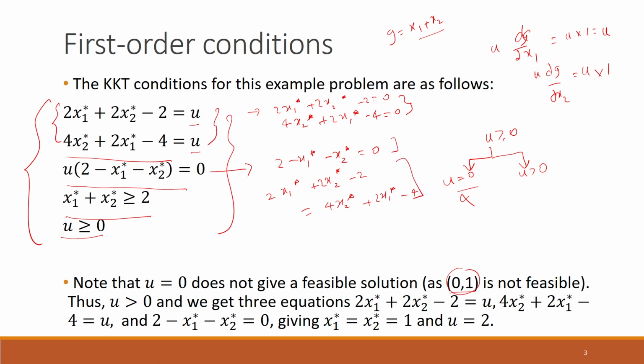Again, we have two variables to solve for and two equations. So, when you solve that, you will get this solution that x1 star and x2 star are both equal to 1. And when we put these values of x1 star and x2 star in any of these equations, suppose you put it in this, then you will get u is equal to 2. Okay. So, this solution is the stationary point of this optimization problem that is given.